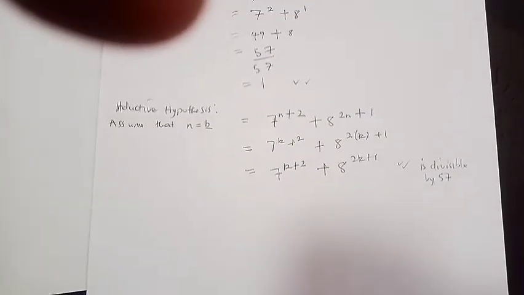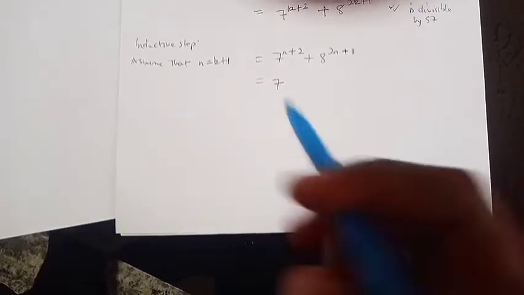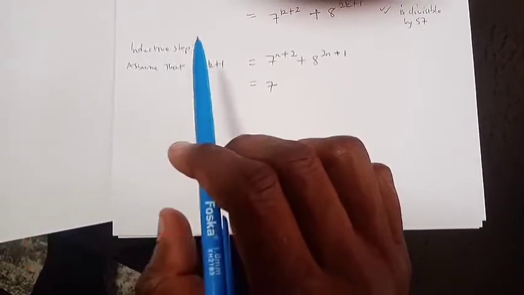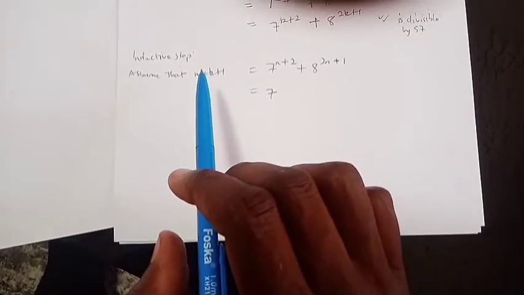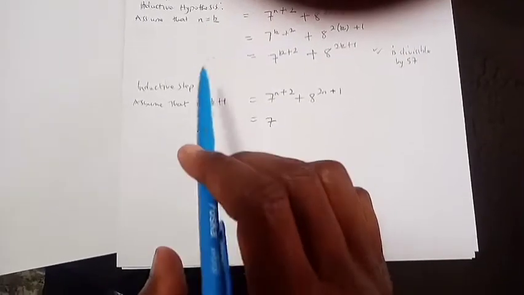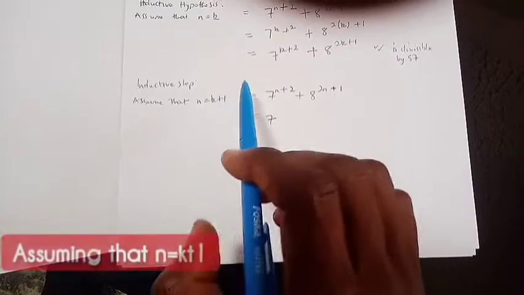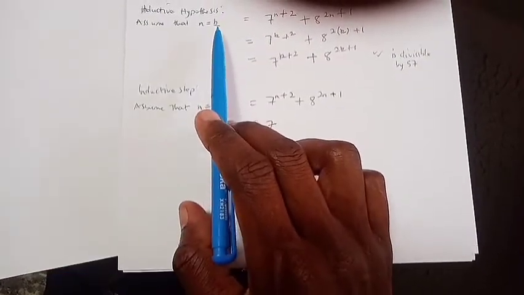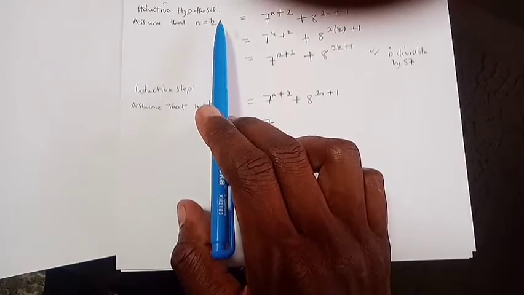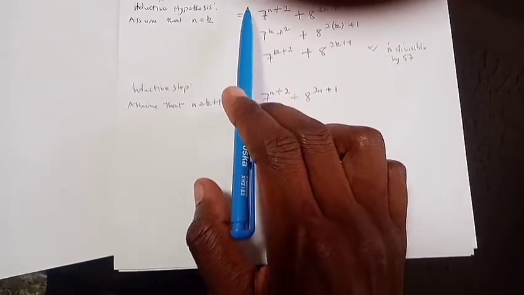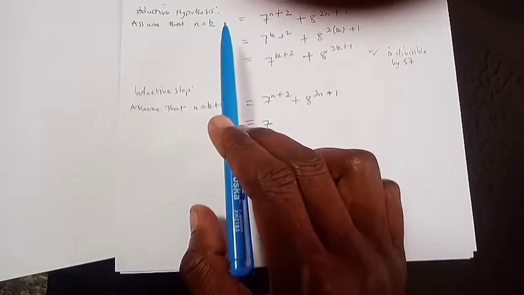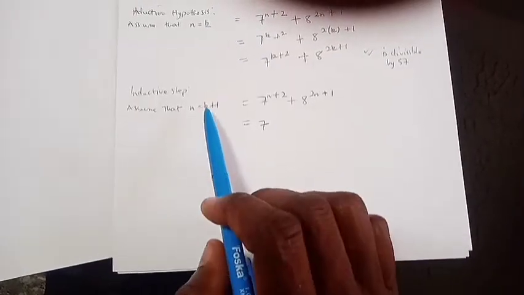Okay, so what do we do next? We move on to the inductive step. At this step, instead of n being k, we are assuming that n is equal to k plus 1. By k plus 1, I mean the next number from k. So the next number from k is obviously k plus 1, and that is what we are saying: our n is equal to k plus 1.